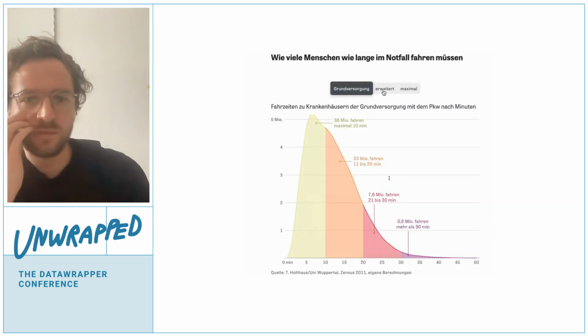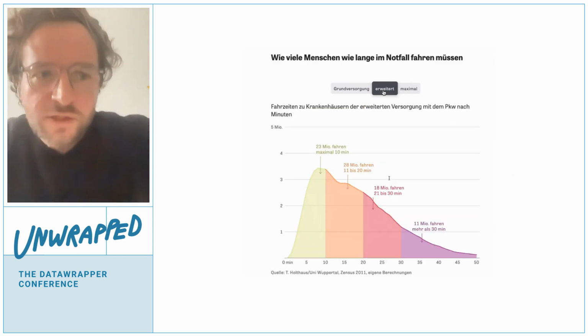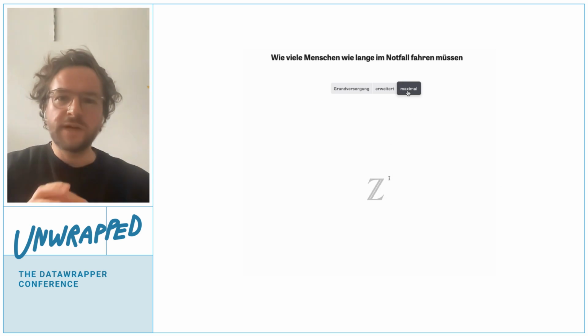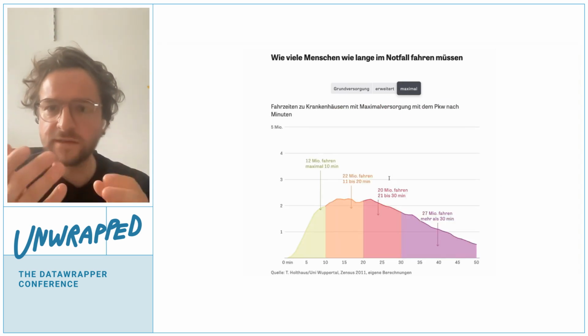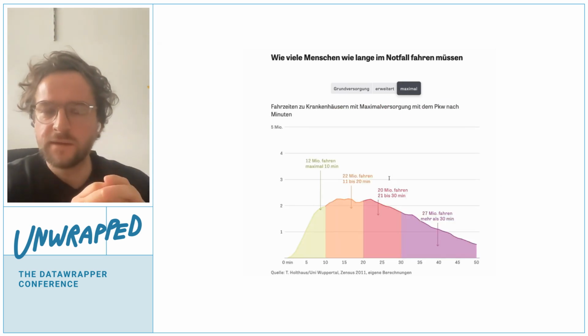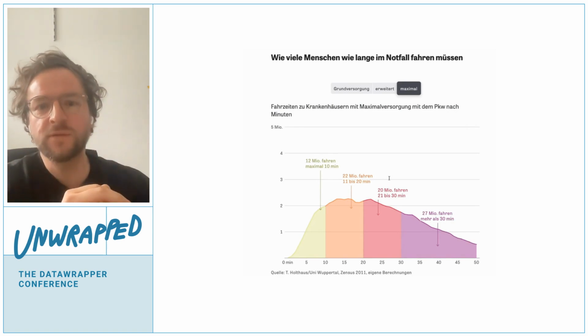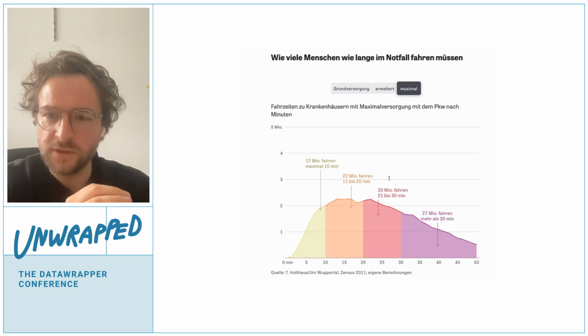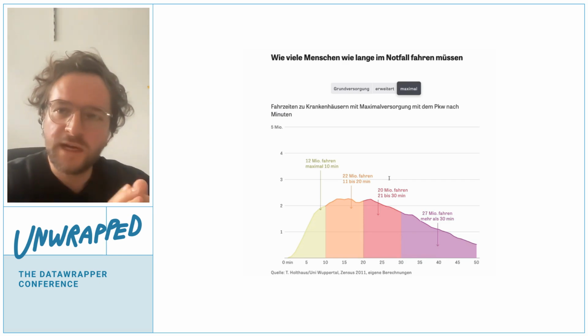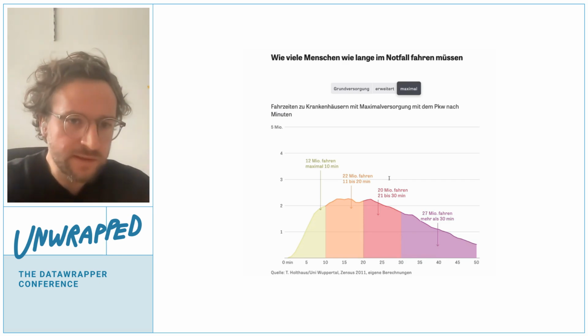Something like this we also did with Witchers. We had different embeds like this. You can show several charts with Witchers. This one is about the distribution curve, our travel times to different kinds of hospitals in Germany.